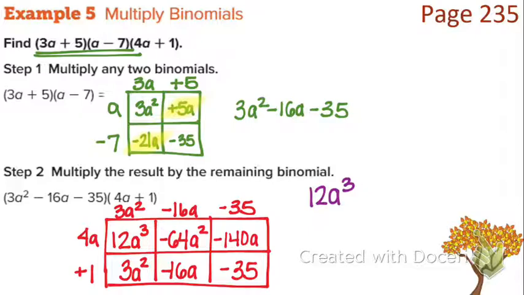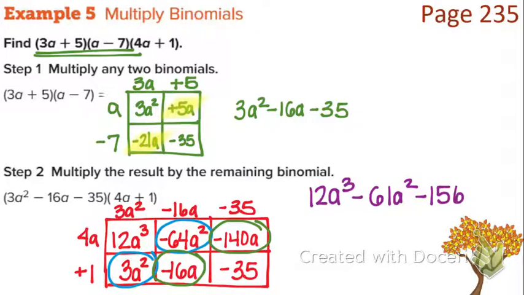And another reason why I like using the box is because our like terms are usually on the diagonal. So these two terms are a squared, so we can add those together. So negative 64a squared plus 3a squared is negative 61. Who had negative 61? Okay, good. And then we also have two terms with an a to the first. So that would be these two. We can add these together. And that's negative 156a. And then the last one is negative 35. And that would be your final answer.